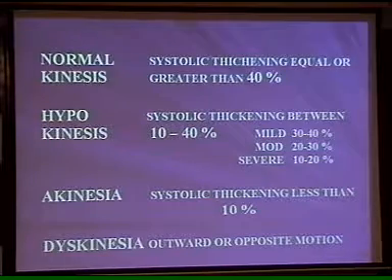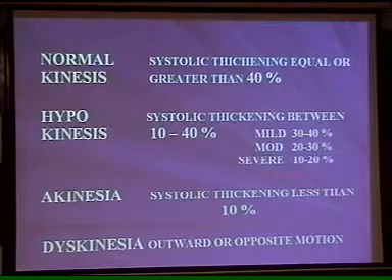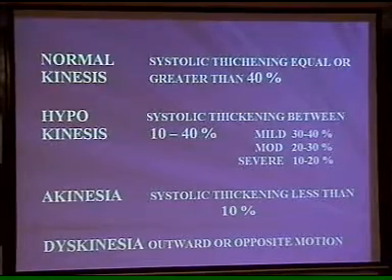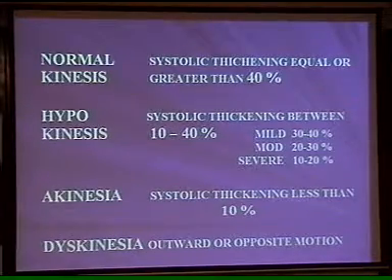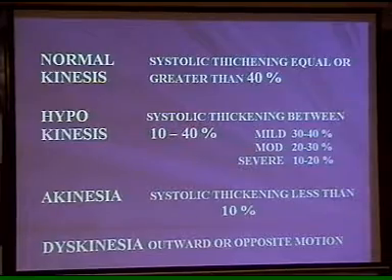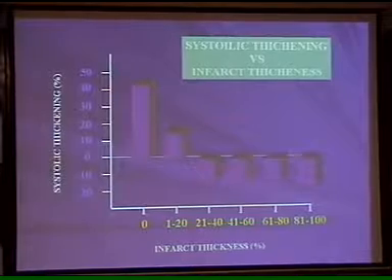And dyskinesia is the outward motion. In fact, you can put it another way: this is dysynchrony. The segment is not coinciding with the other segment, so it has its own independent motion. This is usually seen in the case of aneurysm formation or long-standing scarring or thinning of the region.